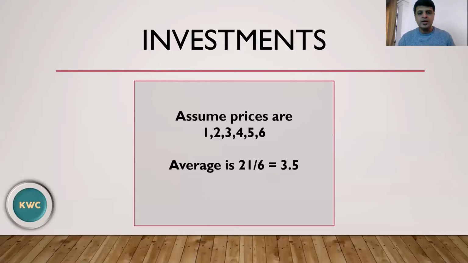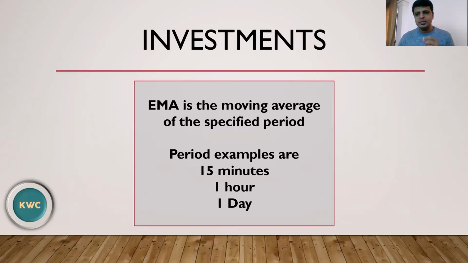Now how does this work? Assume we have prices 1, 2, 3, 4, 5, 6. Over 6 periods we have these prices. The average, the moving average, would be the sum, 21, which is 1, 2, 3, 4, 5, 6. Please add it up. 21 divided by 6 is 3.5. So that tells me the average is 3.5. This is the basic thought behind a moving average. Very simple.